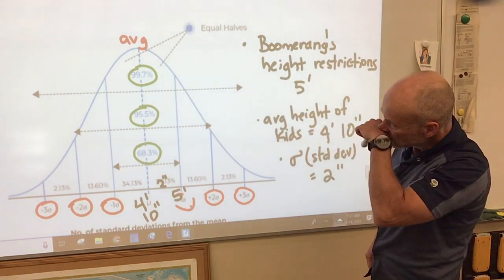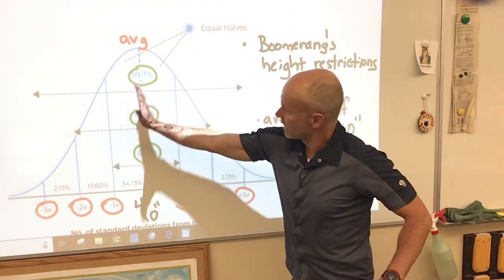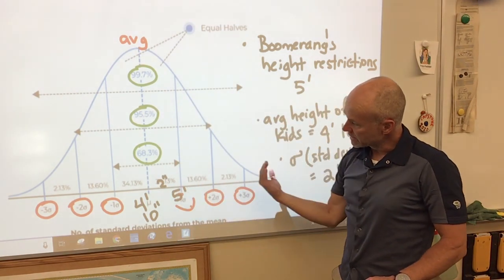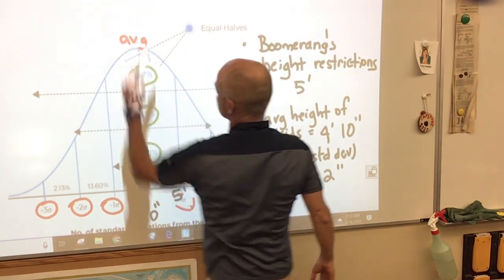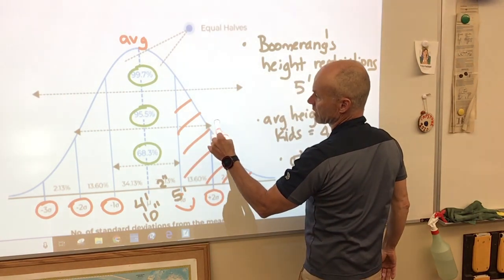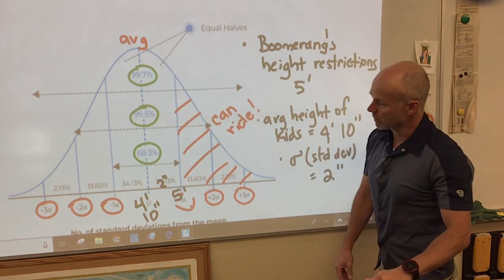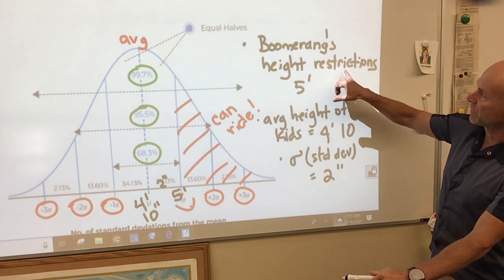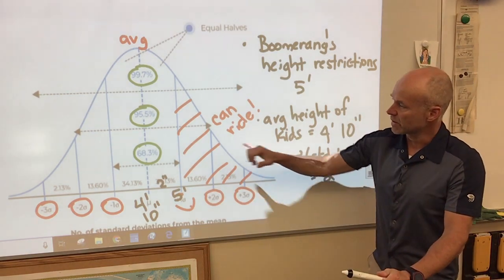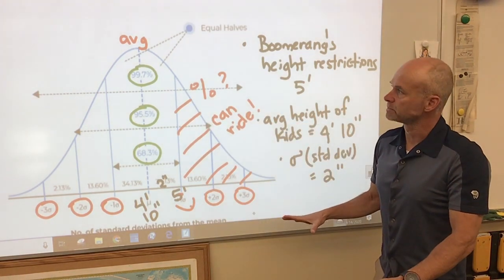All right, so Boomerang's height restriction is 5 feet. So anyone to the left of this first standard deviation cannot ride, but anyone on this side can ride. Because for Boomerang's height restriction, you have to be above 5 feet, so anyone to the right of that first standard deviation can ride. So we have to figure out, well, what is that percent? What is the percent of kids who can do the ride?